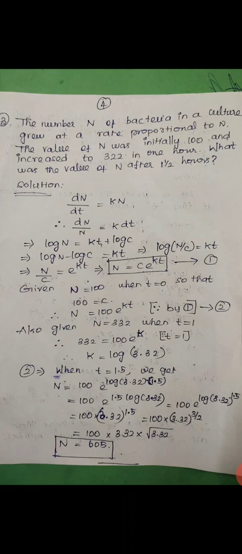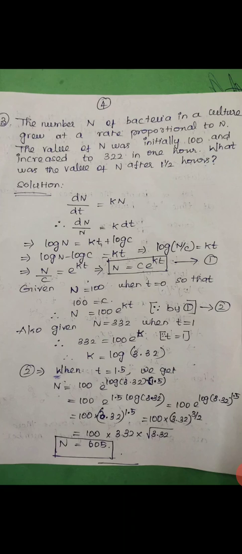Okay, what's our question? The number N of bacteria in the culture grows at a rate proportional to N. The value of N was initially 100. Initially 100 is given, so automatically the time goes to 0, t equal to 0. When t equal to 0, capital N is 100. So I substitute in equation 1, N is equal to 100 and t is equal to 0, we get e power 0. e power 0 is 1. Then we get automatically c is equal to 100.